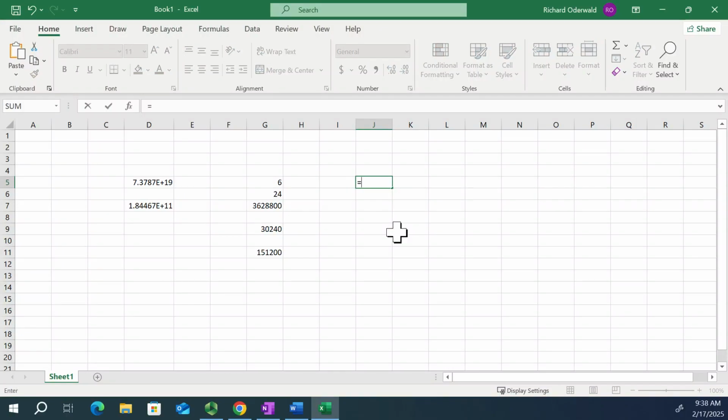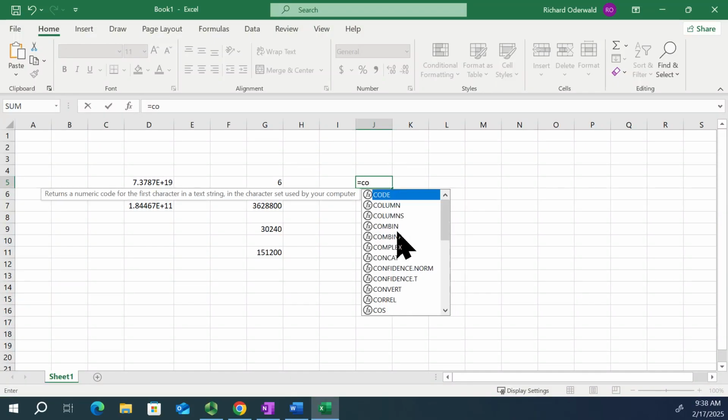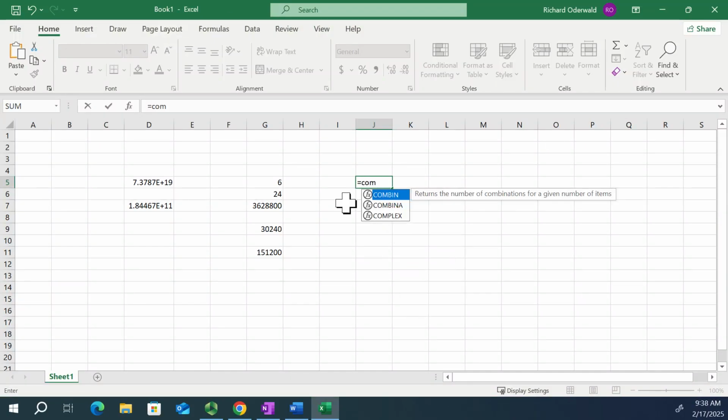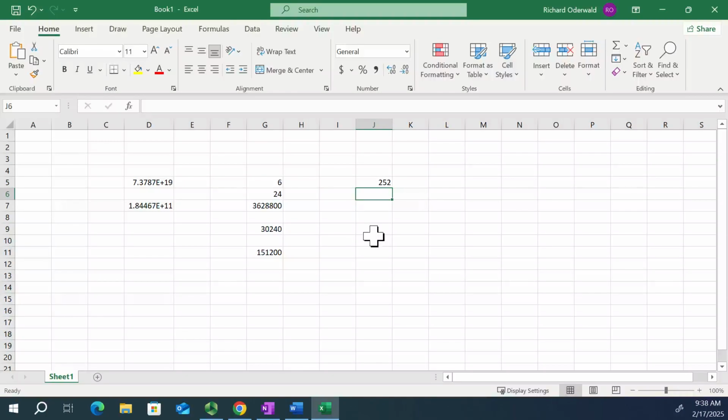Combinations, what do you suppose the Excel command for combinations is? Start to type COM. You get combinations. COMBIN. 10 things taken 5 at a time, and you get 252. That's a combination. Permutations and combinations. In permutations, order matters. In combinations, order doesn't matter. It's a permutation with the order removed.